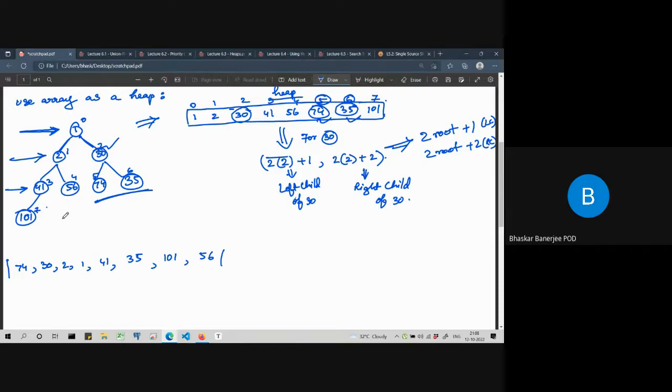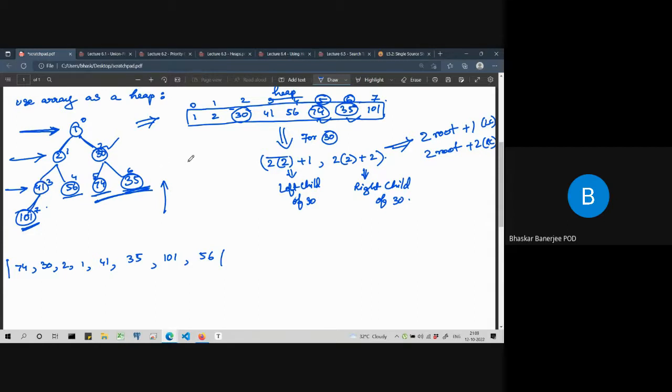Now, one observation that you have to make is that you find the first parent node from the bottom, from towards the leaf. You try to find which particular node is the first parent node. You see that this is a leaf node, and we do not have a child node for 101. This is also a leaf node. 35 does not have a child. Accordingly, 74 and 56 also do not have a child. But 41 has a child, 101 is a child of 41. So 41 is the first parent node.